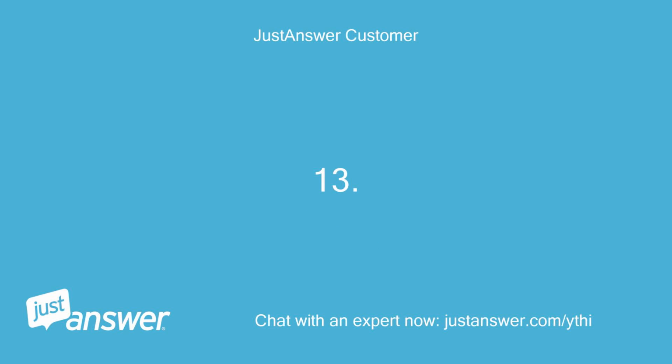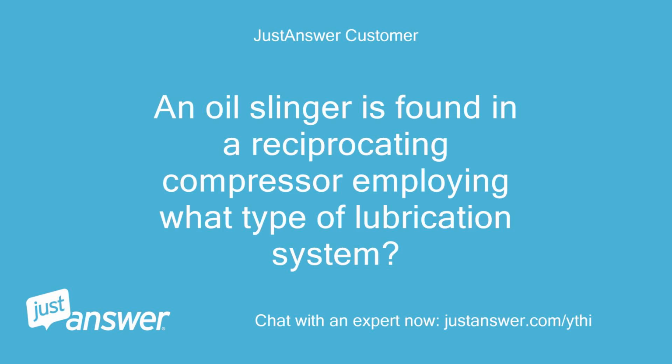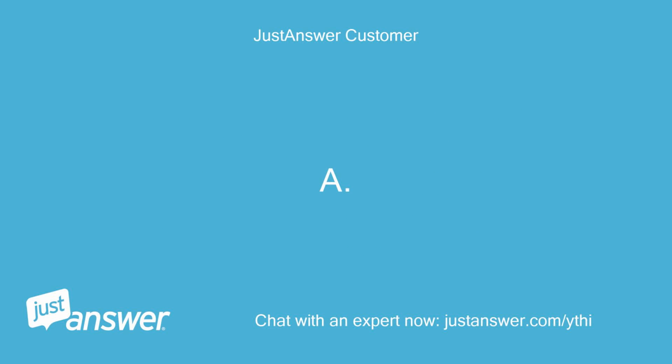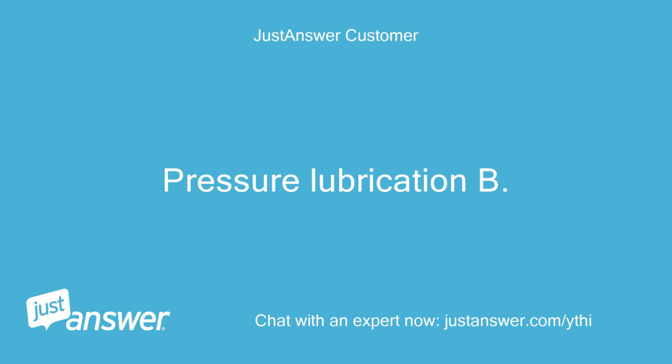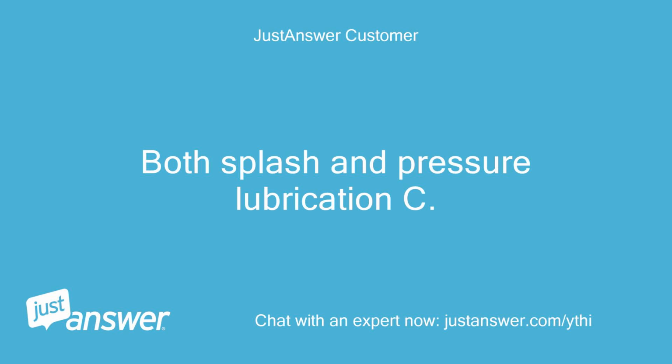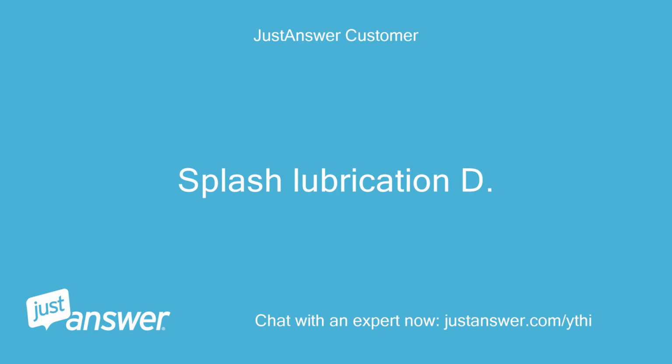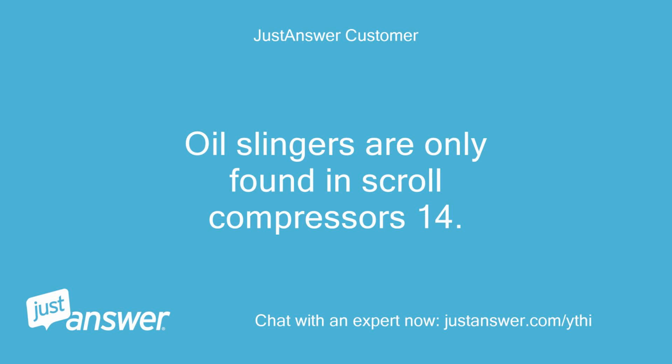13. An oil slinger is found in a reciprocating compressor employing what type of lubrication system? A. Pressure lubrication. B. Both splash and pressure lubrication. C. Splash lubrication. D. Oil slingers are only found in scroll compressors.